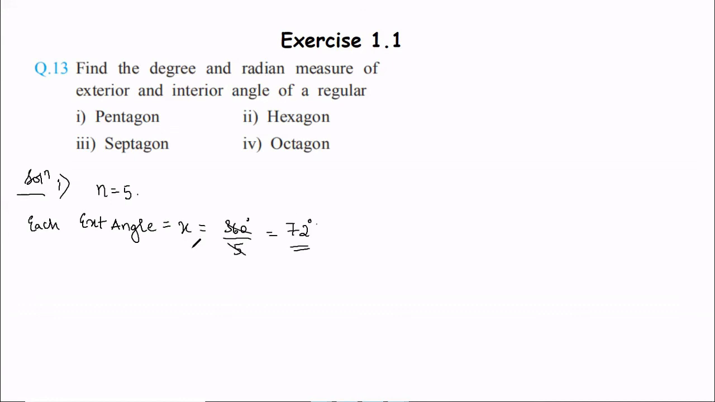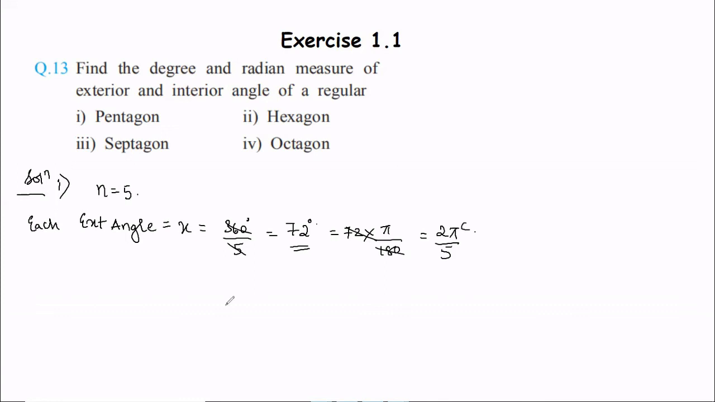That's the value of each exterior angle in case of pentagon. You can also convert it into radian. So pi upon 180, that will be 2 by 5, 2 pi by 5 radian.